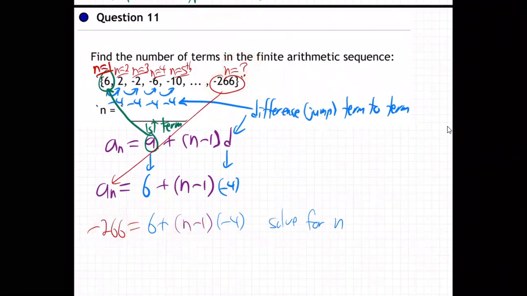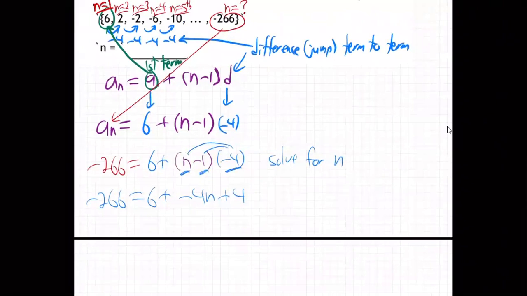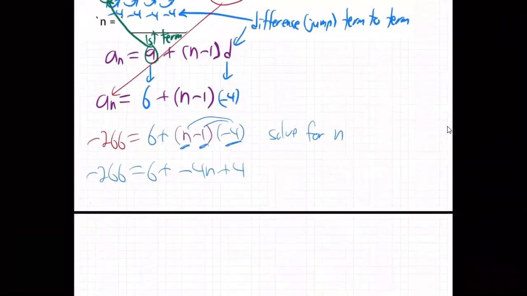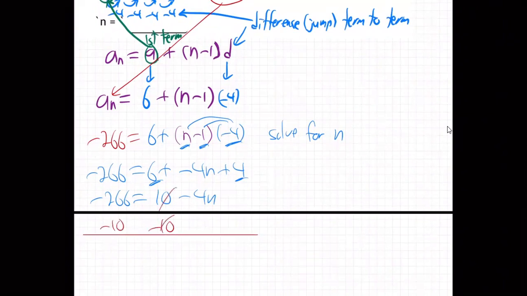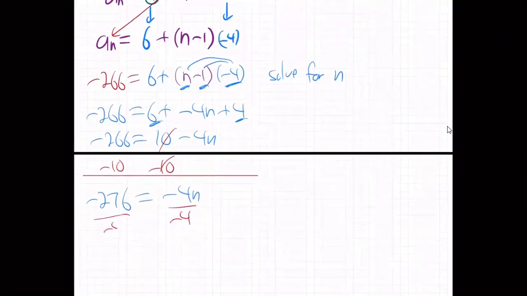So let's solve that thing. We get -266 is 6 plus, distribute this -4, and plus 4 that I just did there. I just did a -4 times n and times -1. Okay, so that's -266 is 6 plus 4 is 10 minus 4n, and then subtract 10 from both sides. What do we get? Boom. -276 equals -4n, divided by -4.